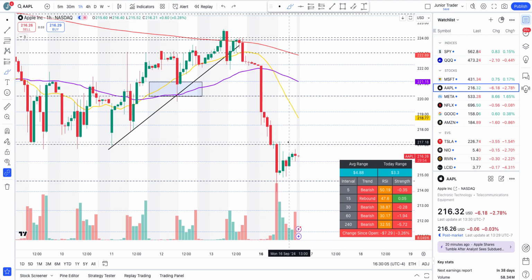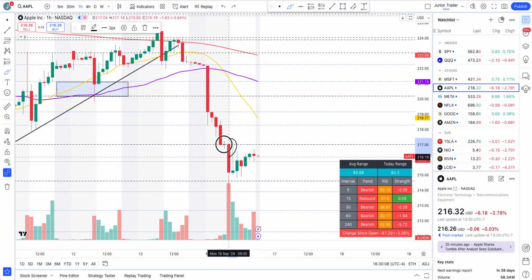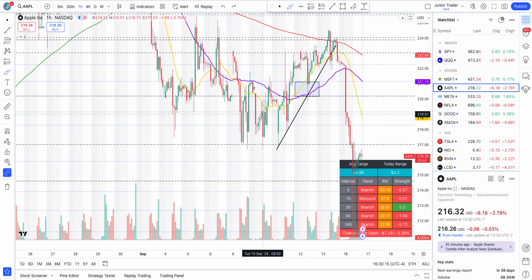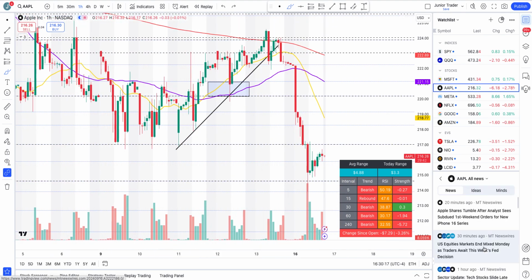So there was a level break. You can see that level was retested but got sold off. So tomorrow, if the rebound has to come, we have to first get above this $217 range. Then only some rebound can continue, otherwise no.